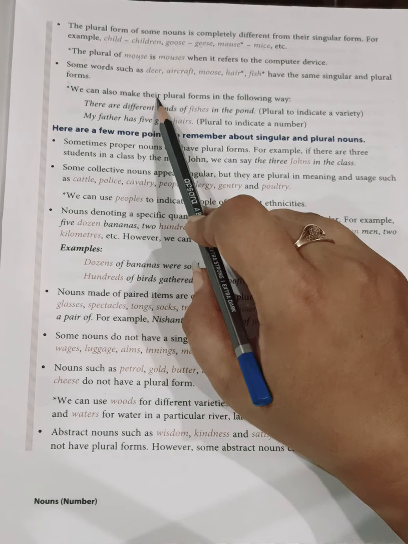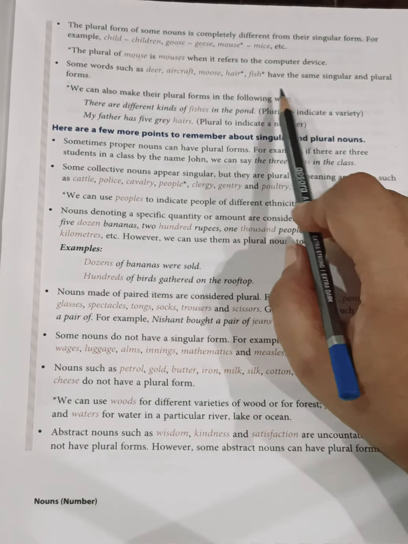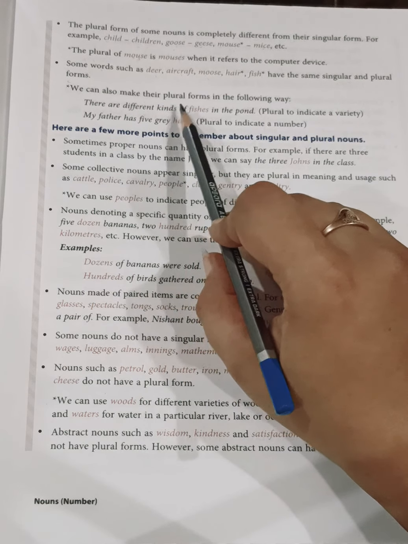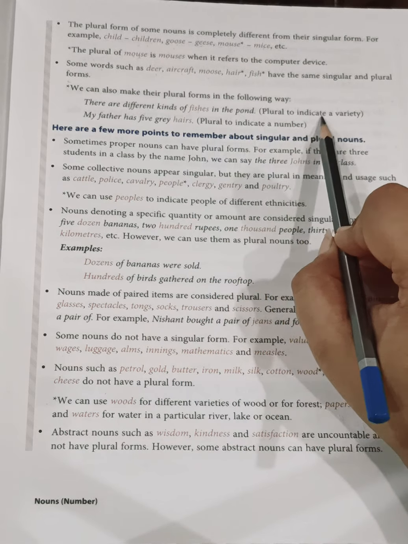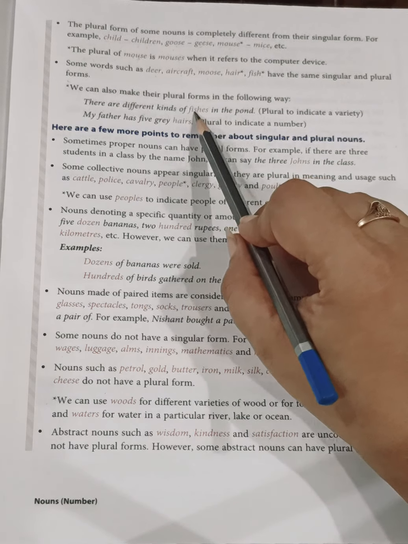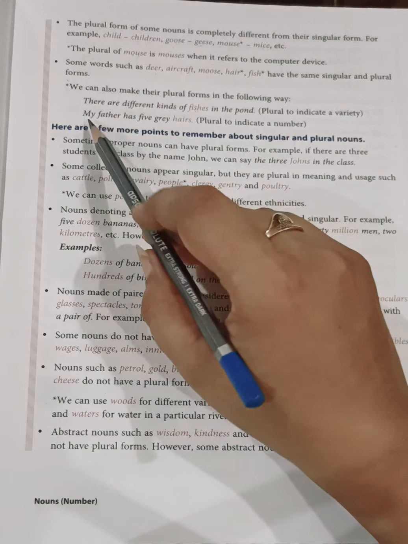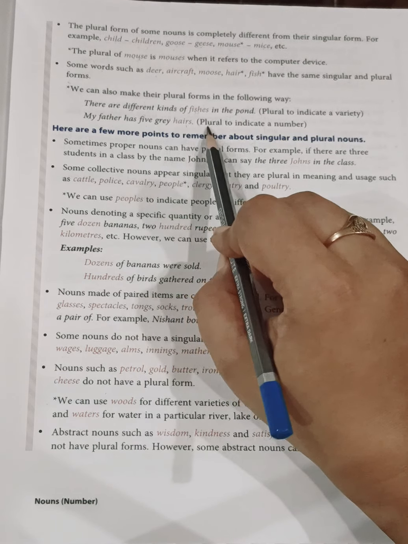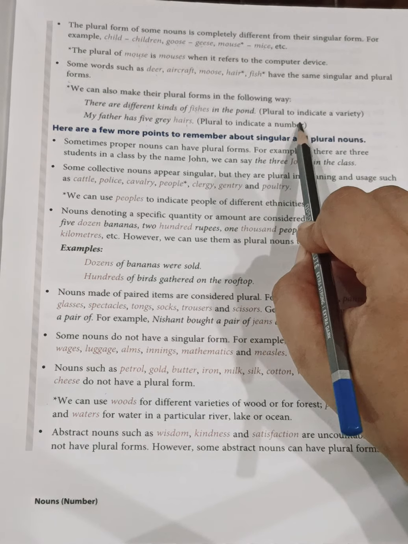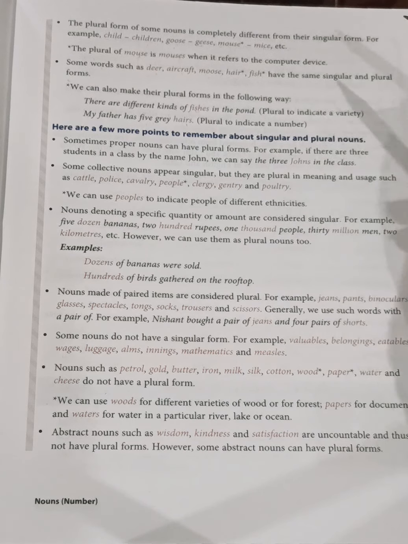We can also make their plural forms in the following way. There are different kinds of fishes in the pond. Plural to indicate a variety. We can add s in these two cases. My father has 5 grey hairs. Plural to indicate a number. There is a variation here.